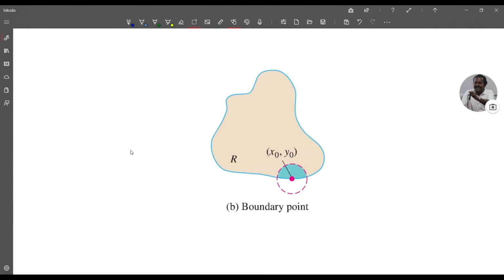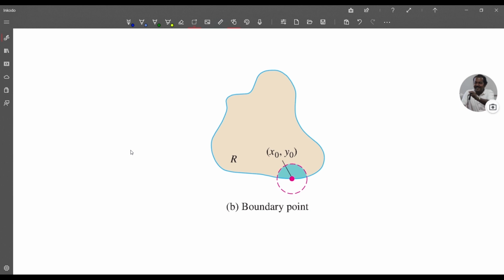Now we can see what is meant by the boundary point. You may consider any point on this blue curve. Then you have R as this region. You can see that every disk centered at (x0, y0) contains points of the interior of R and points of the exterior of R. Therefore (x0, y0) is a boundary point.